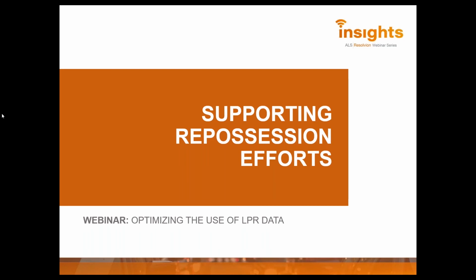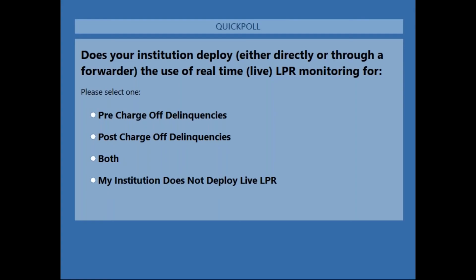Okay, before we jump into using the technology to optimize your repossession activity, let's take another little poll. The question on this poll is, does your institution deploy, either directly or through a forwarder, the use of real-time monitoring for pre-charge-off delinquencies, post-charge-off delinquencies, or both, or your institution doesn't use it at all? I just distributed that poll out. Please give us a quick answer.